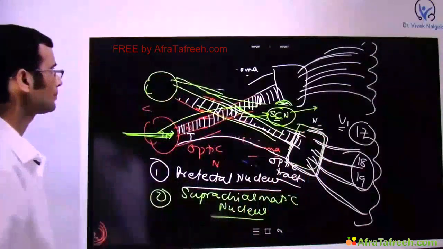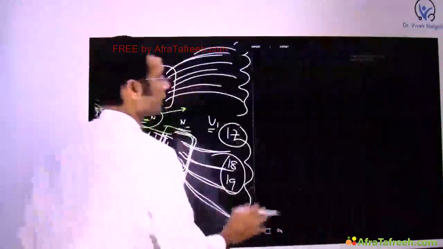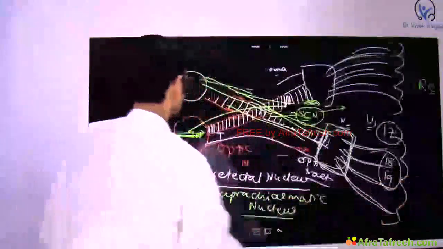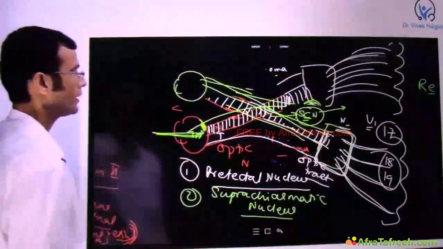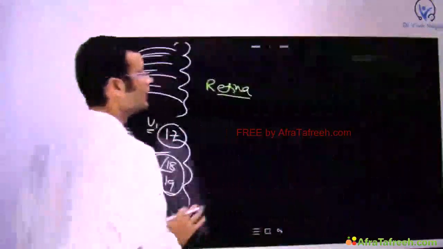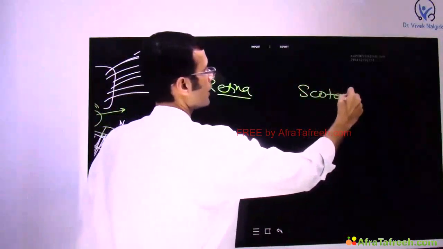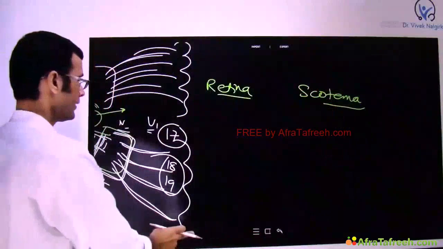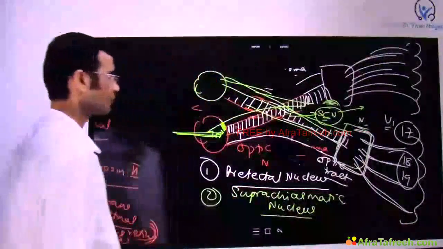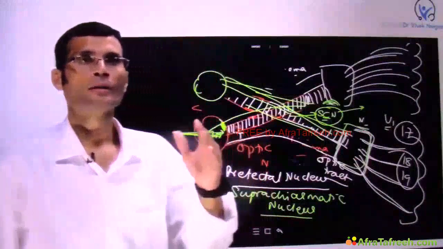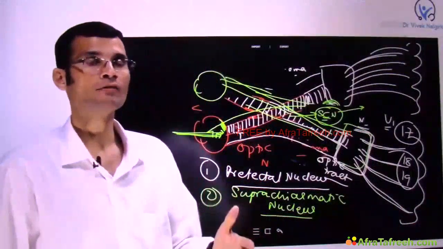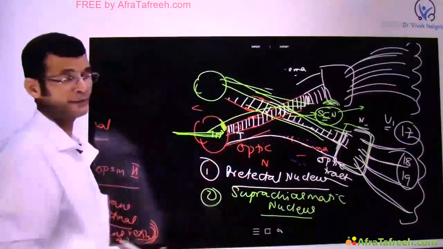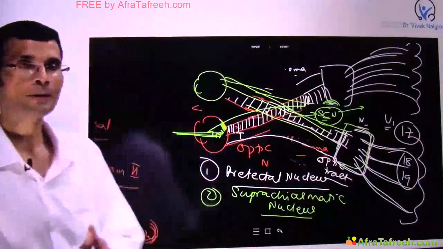Effects of lesions. If there is a lesion on the retina, somewhere in some part of the retina, then it will lead to what is called a scotoma. There will be a defect in the field of vision. Scotoma is a defect in the field of vision. Well, there is a physiologic scotoma which is called the blind spot. I am talking about normal vision.